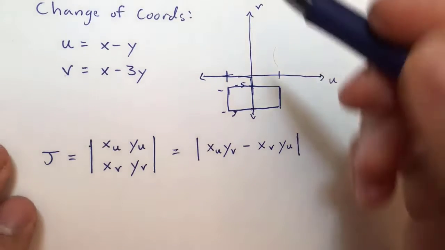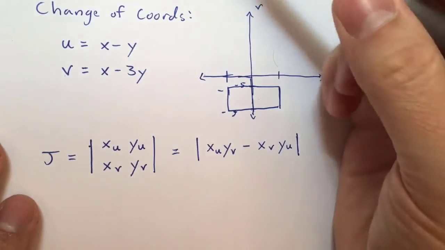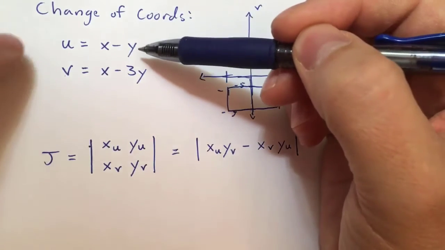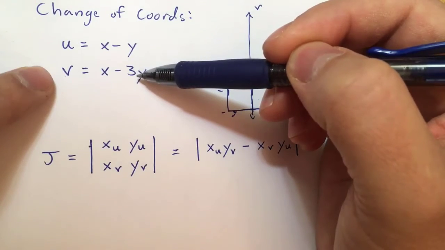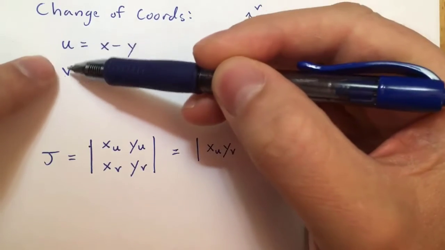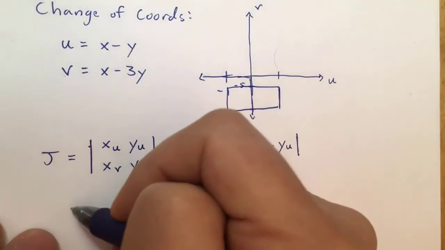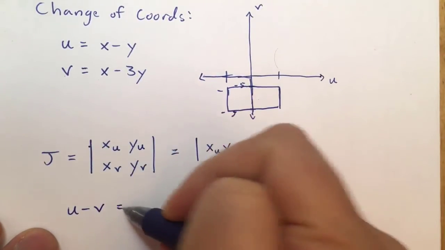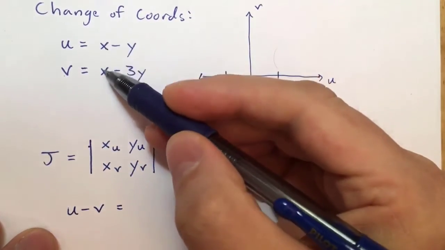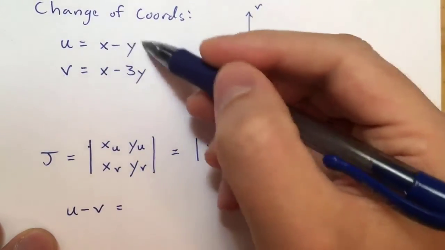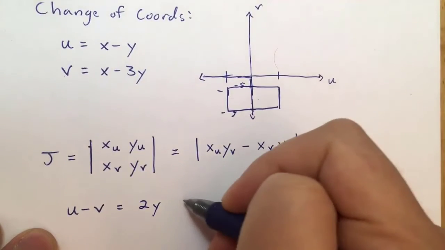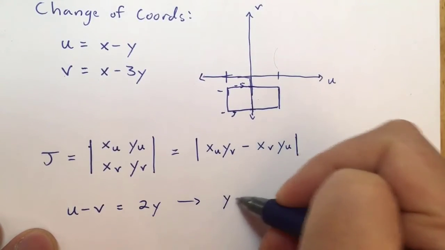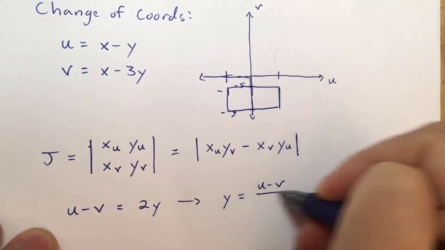Just to get an idea of how to get started here, if you just subtract these two equations, if I take u minus v, well, the right-hand side is x minus x. The x is gone. Negative y minus negative 3y is 2y, right? And so that tells us that y is equal to (u minus v) over 2.